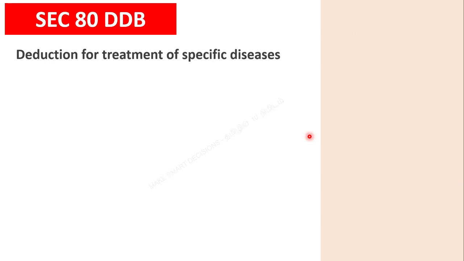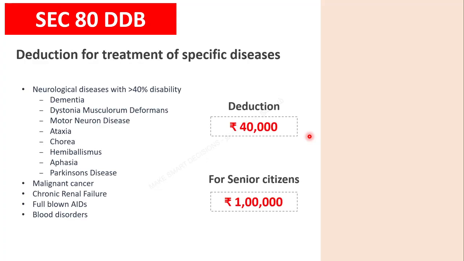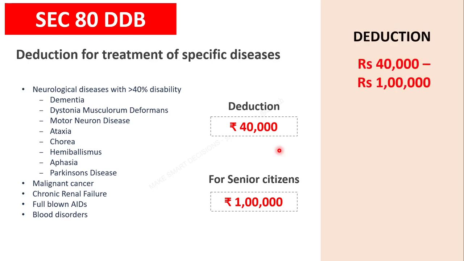Via section 80DDB, there are certain diseases for which you can claim deduction. For these neurological diseases, you can claim a deduction of around 40,000. In case you are a senior citizen, the deduction can go up to 1 lakh. Here you can save a maximum of about 30,000 from your tax.